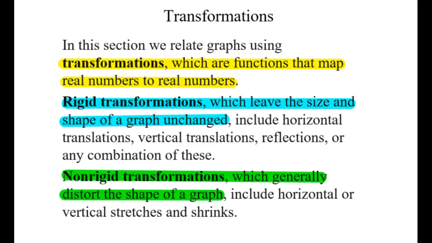So first, what is a transformation? It is a function that maps real numbers to real numbers. We have two different types of transformations. First, we have rigid transformations, which leave the size and shape of the graph unchanged. These include horizontal translations, vertical translations, reflections, or any combination of those. They preserve the size of the graph. A non-rigid transformation is going to distort the graph in some way. These are going to include horizontal and vertical stretches and shrinks.